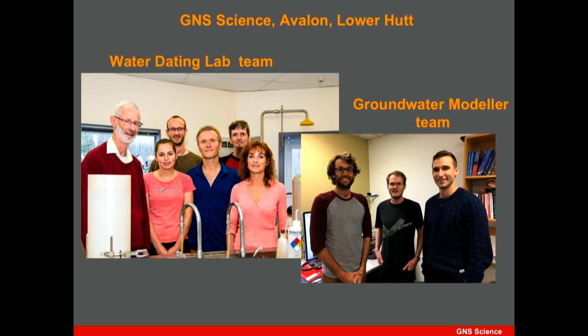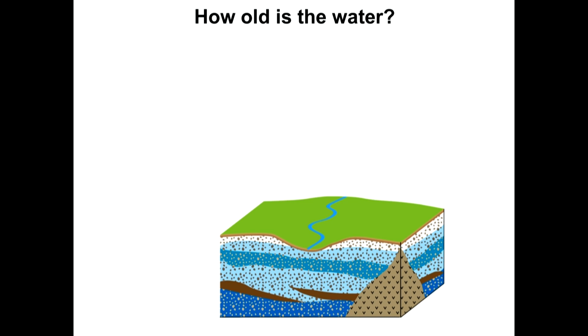So the tracer data has been produced by a team. On the left side, you see the team of the water dating lab at GNS, and on the right side, our groundwater modelers. How can we measure the age of the water?